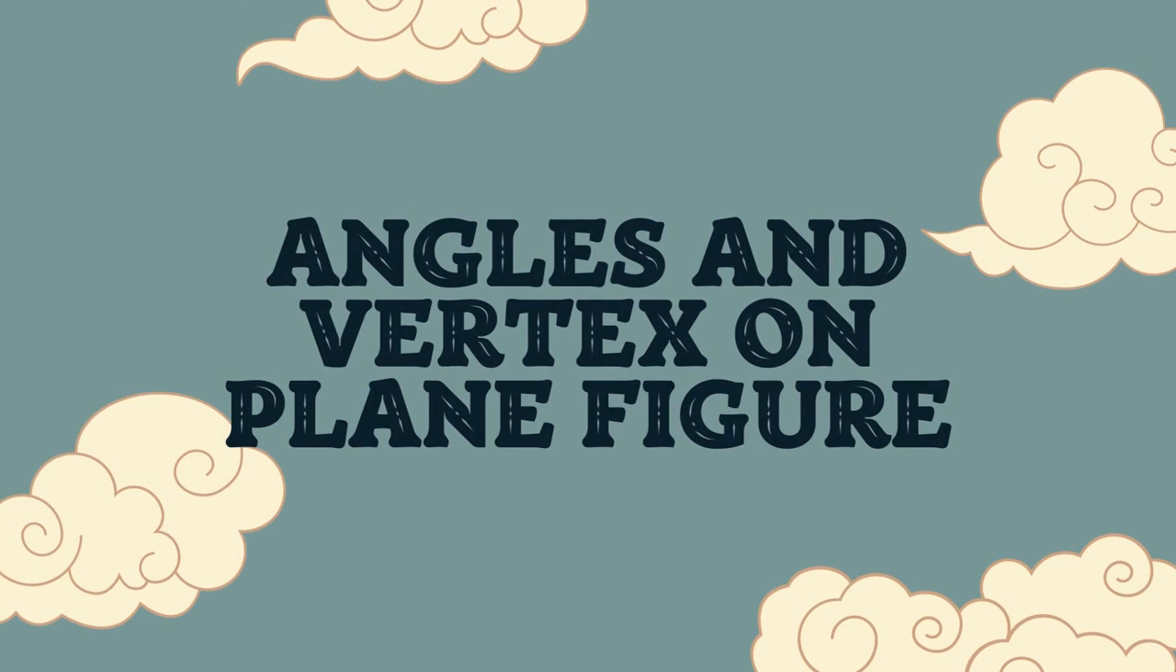Next topic is angles and vertex on a plane figure. Angle is the size of the angle on a plane figure, and each plane figure has a different size. The most common way to measure angles is to use degrees, and a complete circle is 360 degrees.